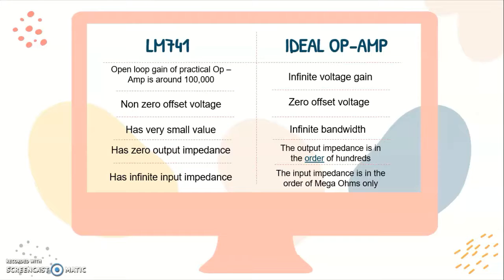The characteristic for LM741 and ideal: LM741 has open loop gain of practical operational amplifier around 100,000, while ideal has infinite voltage gain. LM741 has non-zero offset voltage, while ideal has zero offset voltage. LM741 has very small bandwidth, while ideal has infinite bandwidth. LM741 has output impedance in the order of 100 ohms and input impedance in the order of mega ohms only, while ideal has zero output impedance and infinite input impedance.